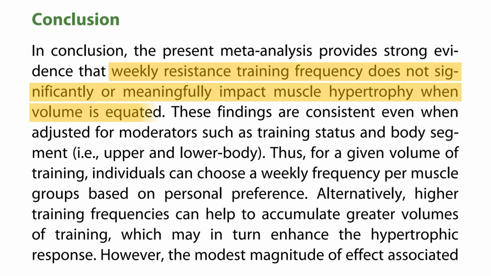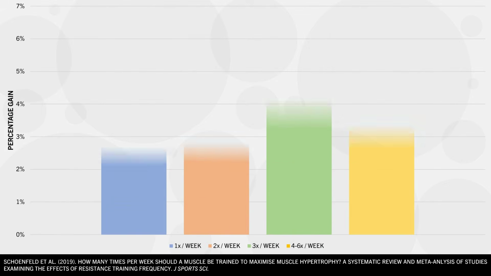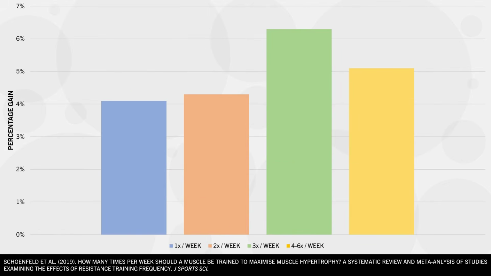However, there does seem to be a slight trend in favor of higher frequencies. As we can see, training a muscle 2 or 3 times per week is probably a little more hypertrophic compared with training a muscle only once per week. Next, let's discuss rep ranges and load.